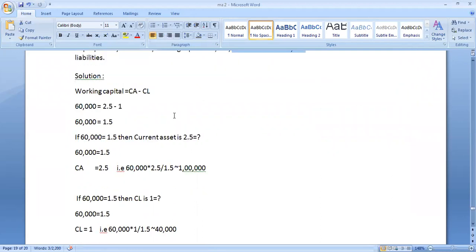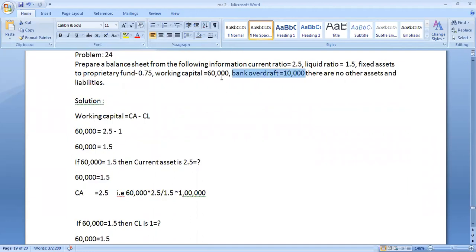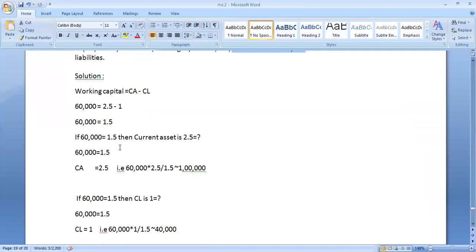Then going on quickly with the problem. There is a working capital. What formula does working capital take? Current assets minus current liability. So working capital is 60,000. Current assets takes 2.5 and the current liability ratio is not given. By default, it takes the ideal ratio as 1. Whenever no ratio is given, it takes the ideal ratio into consideration, which shows the soundness of a company. So it is 1. So 60,000 is 1.5. What do you need? You need the current assets as well as the current liability.